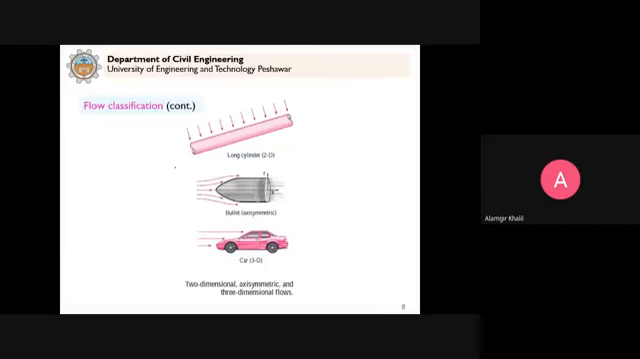Again, you can see here that this is an example of 2D. For example, a bullet moving through the air is an example of axisymmetric. Clear? And a car, essentially the flow of the fluid passing through this car, will be three-dimensional flow. So these are the different classifications of flows that we can encounter while dealing with external flow problems.